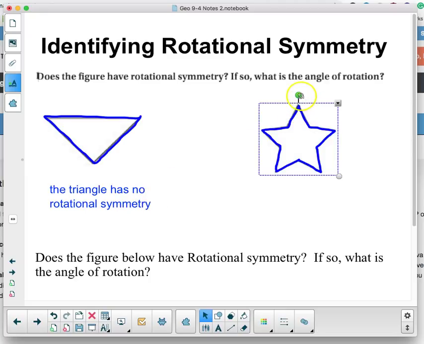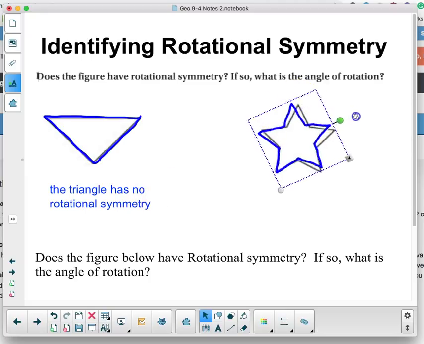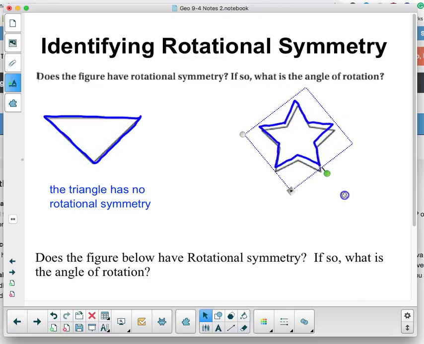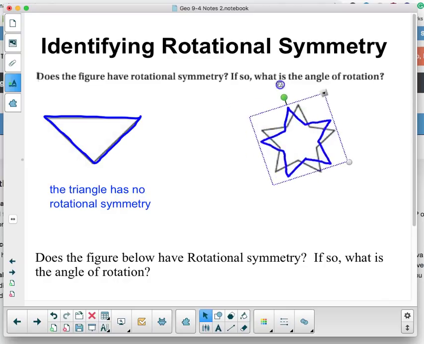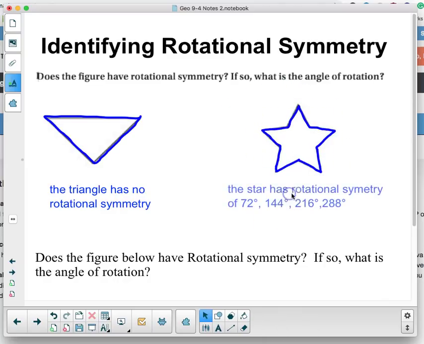My starfish here has rotational symmetry. It kind of comes back to itself 2, 3, 4, 5 times. So I will have rotational symmetry of 72, 144, 216, 288, because I can rotate all those and come back to itself. But remember, this doesn't have point symmetry because none of these is 180 degrees exactly.